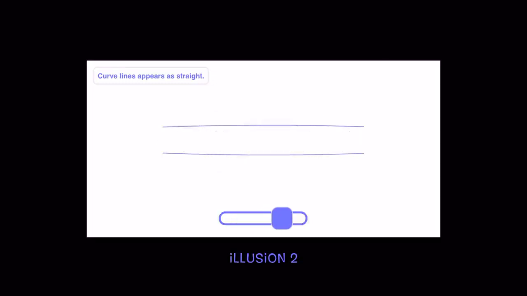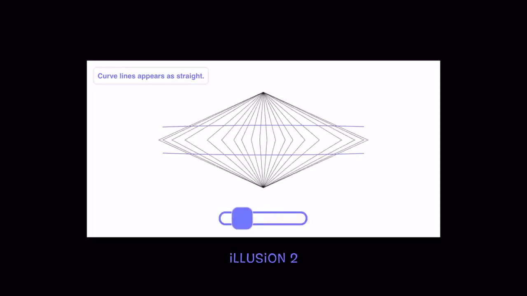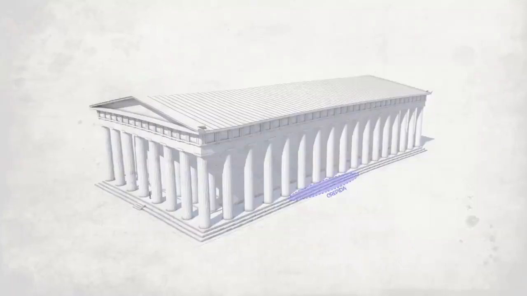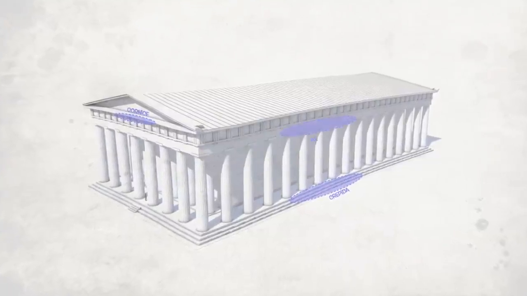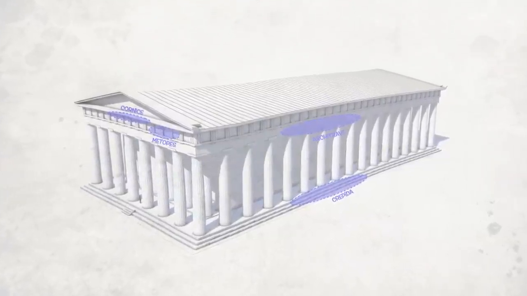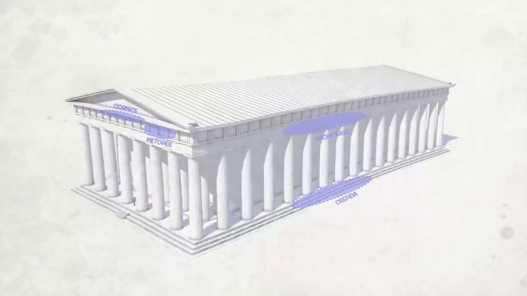Illusion 2. Example 2 applies not only to the stylobate of the Parthenon, but to the crepidoma and other architectural members of the temple.